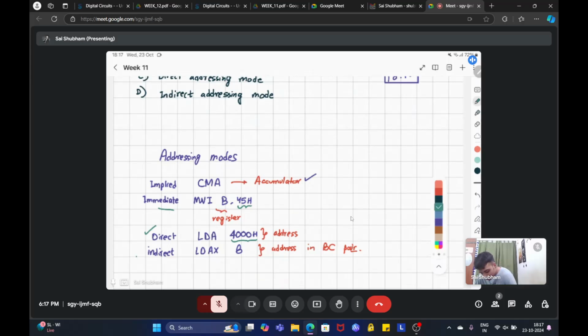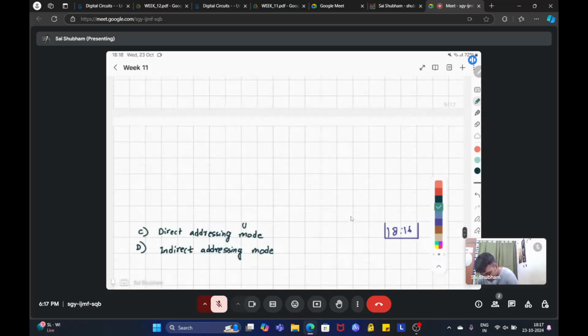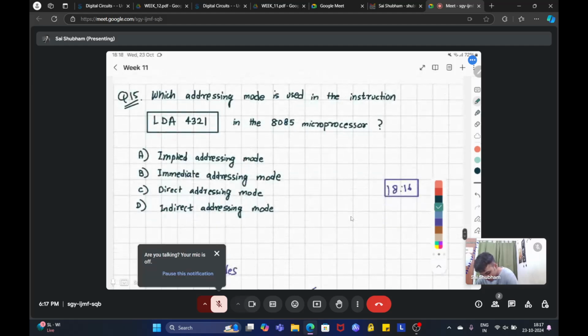Fine. And in the indirect, what we do is that instead of directly providing the address, we store the address in a register pair, that is BC, DE or HL, and we give the name of the register where the address is saved. Okay. So here you can see this is the indirect referencing. Fine. So as you can see in the question, LDA 4321, this is a what? Direct addressing mode. So the answer is C.